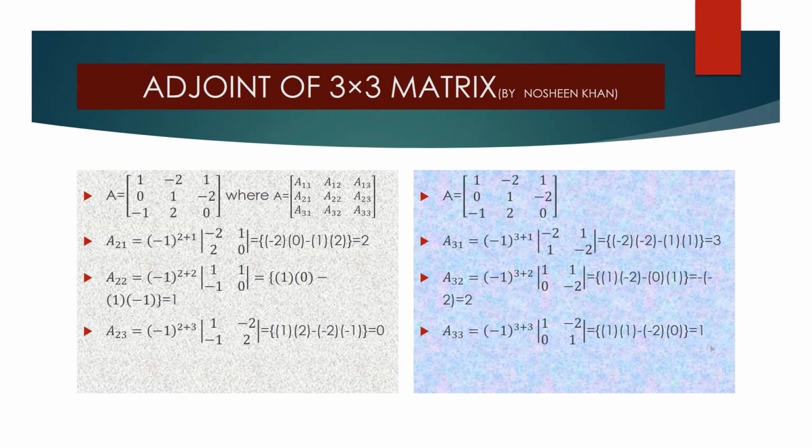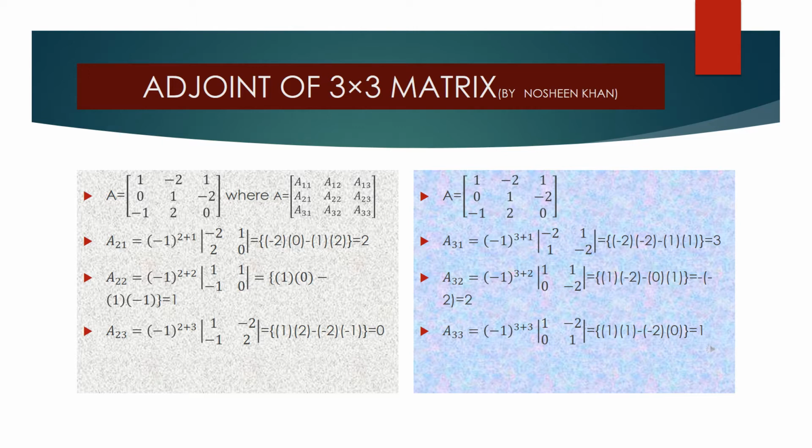Now the next cofactor is A21. So in the subscript is 2 1, minus 1 power 2 plus 1. This A21 exists in the second row and first column. So neglect all these values, and the remaining values are minus 2 1, 2 0. Then open it by the 2 cross 2 determinant method. So minus 2 multiplied by 0, minus 1 multiplied by 2. After solving, that will give you 2.